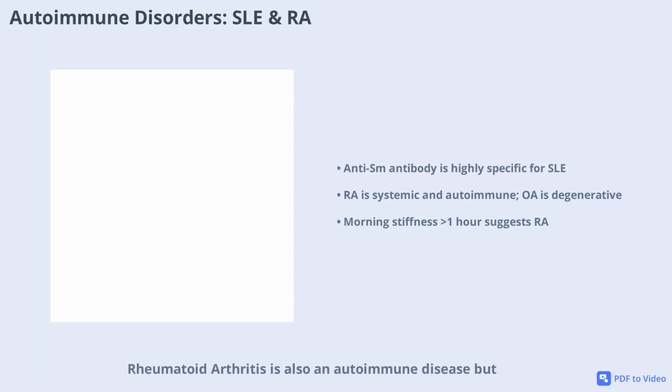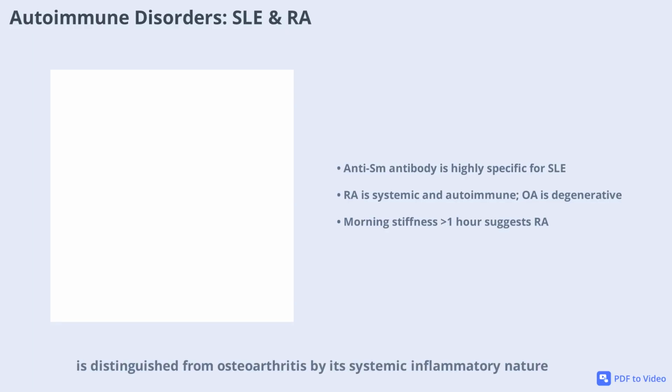in SLE patients. In contrast, rheumatoid arthritis is also an autoimmune disease, but is distinguished from osteoarthritis by its systemic inflammatory nature. RA typically causes prolonged morning stiffness, joint pain, and can lead to joint deformities like swan neck. Osteoarthritis, on the other hand, is a non-inflammatory degenerative joint disease, often associated with crepitus and worsens with movement. Understanding these differences is crucial for accurate diagnosis and effective patient care.